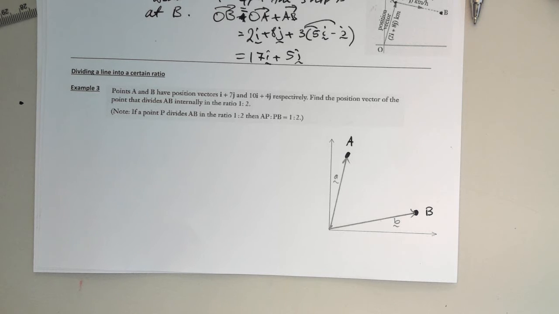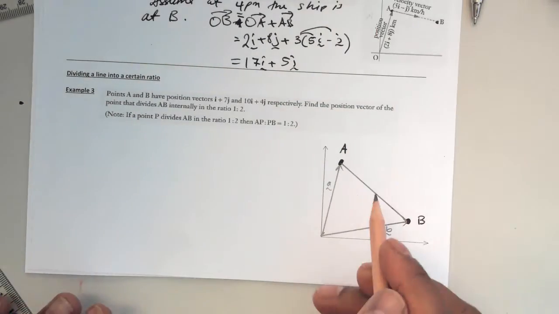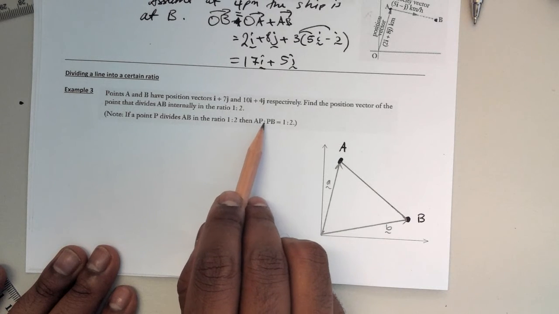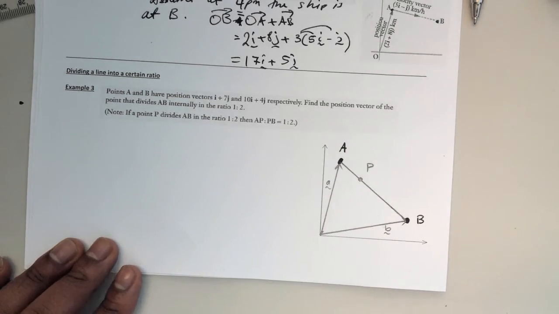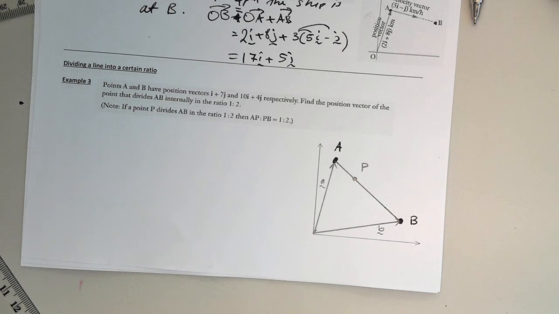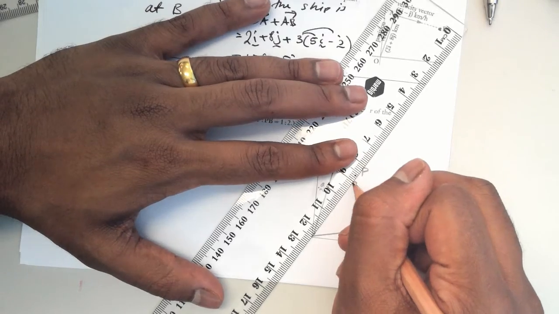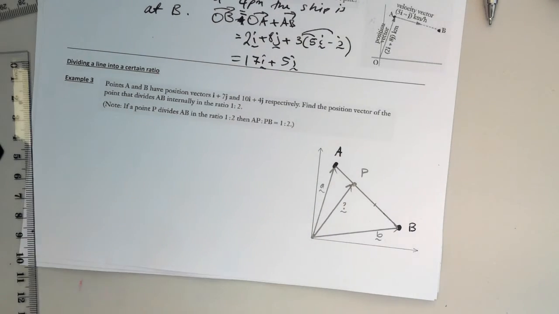Now it says find the position vector of the point that divides AB internally in the ratio 1 to 2. So let's draw AB. That's AB, and we're going to divide it in the ratio 1 to 2. So we're going to divide by 3, and AP is 1, PB is 2. So roughly around there, and we'll call that P, like so. All good, Brendan? So now we're trying to find this vector here.